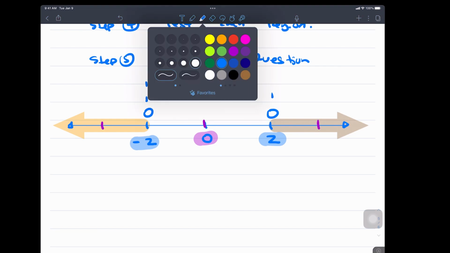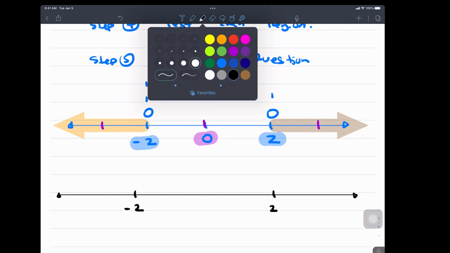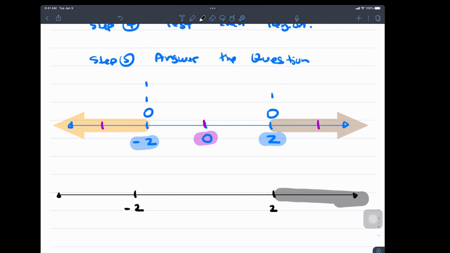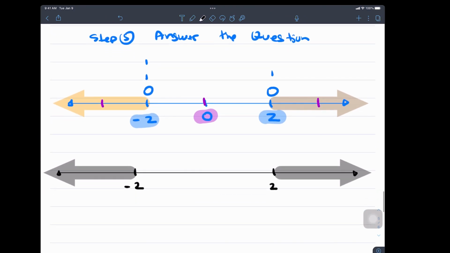Okay, but they want to see it how? This is how they want to see the answer, ladies and gentlemen. They're going to want you to do the following. Locate where it's 0. You're shading the regions that are positive. Region 3, numbers bigger than 2. And then region 1, numbers smaller than what? -2. So if you see that, this is your answer, but you're not quite done.